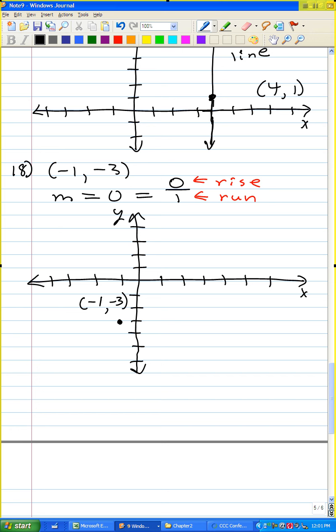Next, I have a run of 1 and a rise of 0. So I have here a run of 1, but a rise of 0. So I don't go up at all. And so it's there. And so now let's draw a horizontal line passing through those 2 points. And so this is a horizontal line.